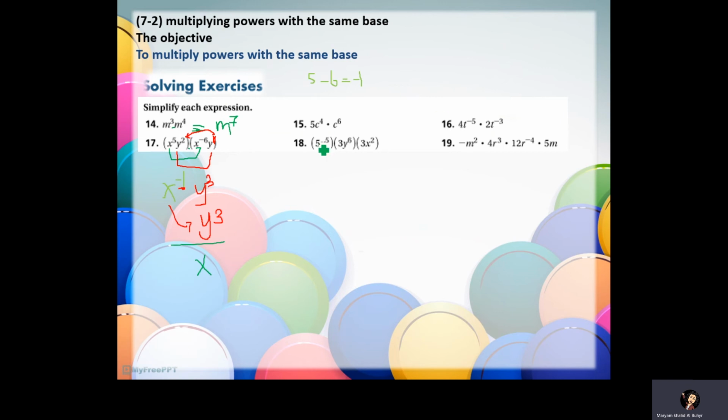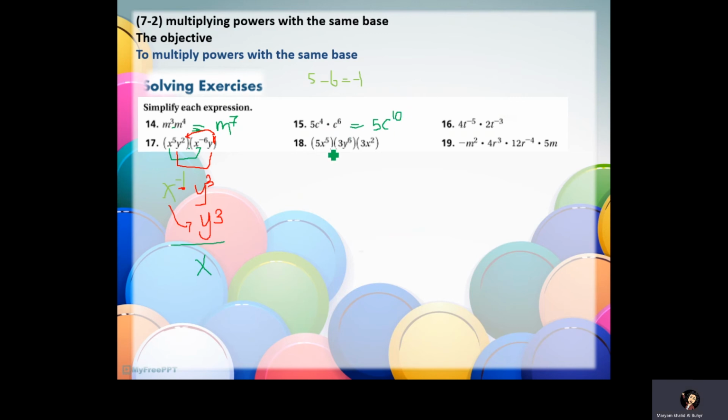Let's continue working. Step 1, multiply all the numbers that I have. 5 times 1, it's 5. C and C, same base between the multiplication, add the powers. So 4 plus 6, it's C to the power 10.